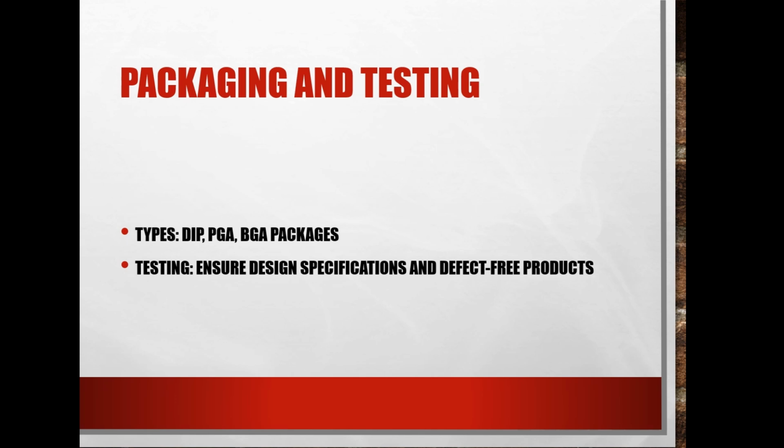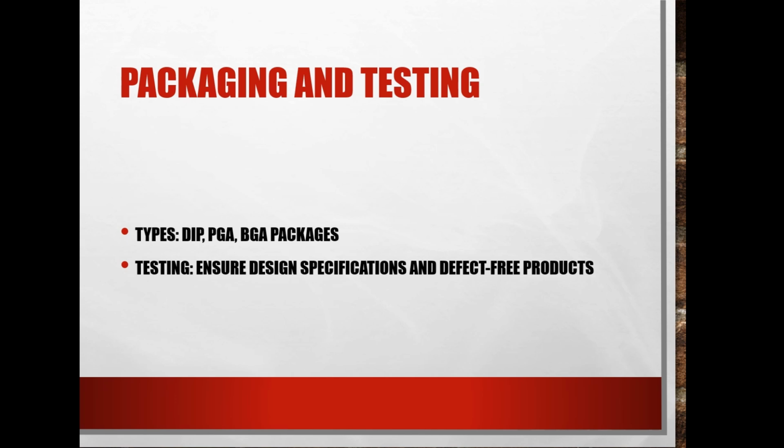Then at the last we have the packaging and testing. Now you have your IC product, which you have fabricated. You need to do packaging of it in order to provide some protection, and you need to test your chip, whether after manufacturing it is working fine or not. There are multiple packages, like DIP, PGA, BGA. These are the multiple types of packages available in order to make the final IC chip.